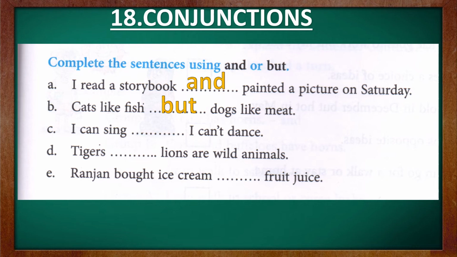I can sing dash I can't dance. Here also we write but. I can sing but I can't dance. Tigers dash lions are wild animals. Tigers and lions are wild animals. Ranjan bought ice cream dash fruit juice. Ranjan bought ice cream and fruit juice.